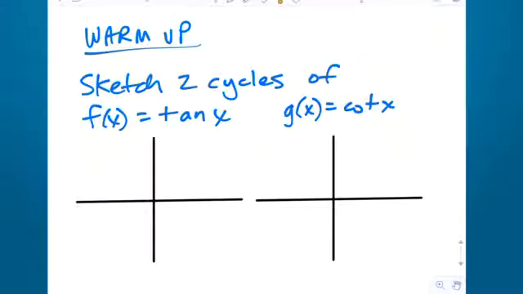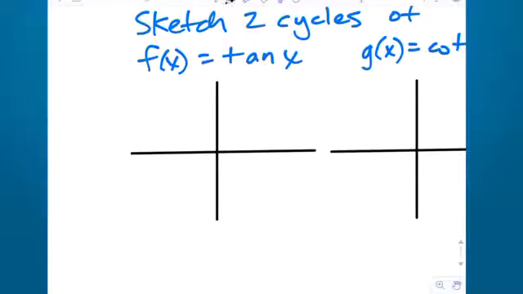All right, so very quickly, tangent and cotangent, remember, are not just reciprocals of each other. They are cofunctions of each other. And the co means what? Co means complementary. So the functions only differ by 90 degrees or pi halves radians. So here's what we're going to do for tangent.